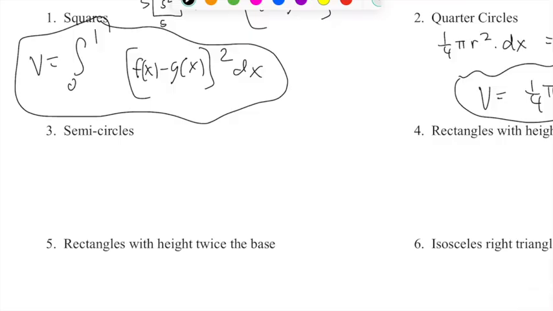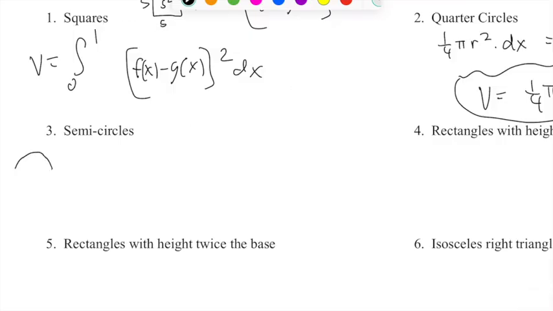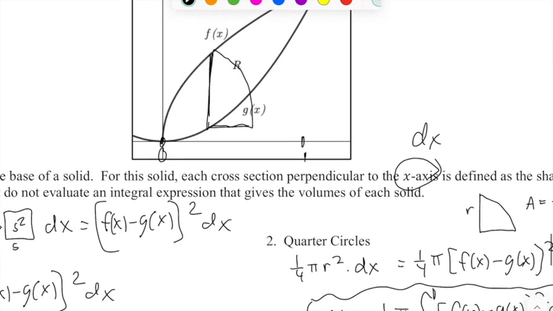So semicircles are basically half circles. So the area is going to be 1/2 pi r squared. Now what is the radius of a semicircle? Now this is slightly a little bit more tricky, so let's draw it. So be careful here, because this length is going to be f of x minus g of x.